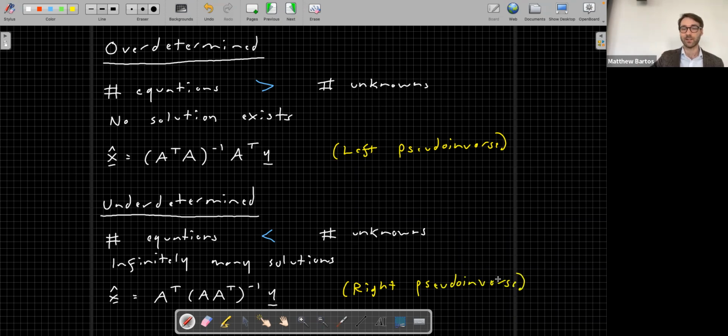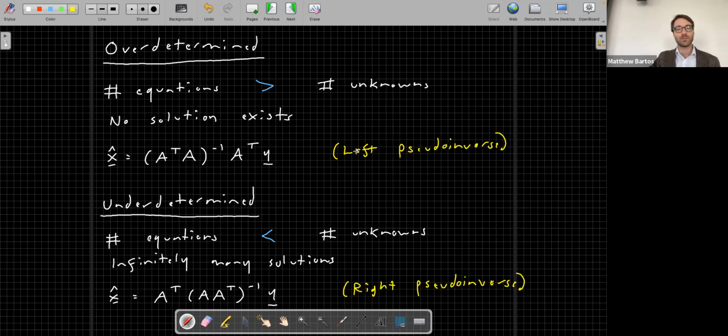Okay, so again, these are very important concepts if you're going to be working with data or just engineering problems in general. Especially the left pseudo inverse comes up a lot in machine learning and data science type problems where you're trying to fit a model to some large amount of data.